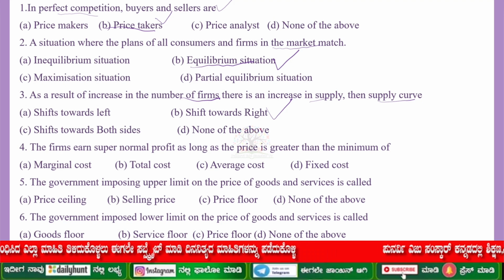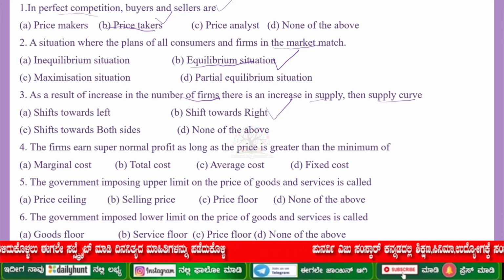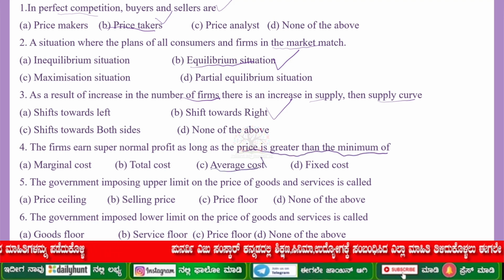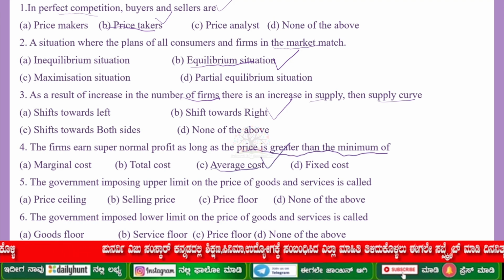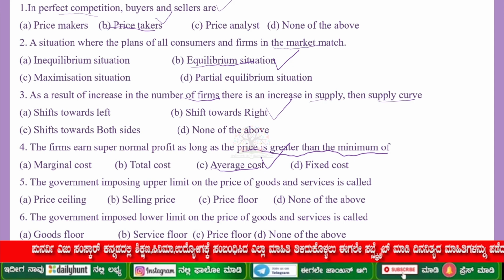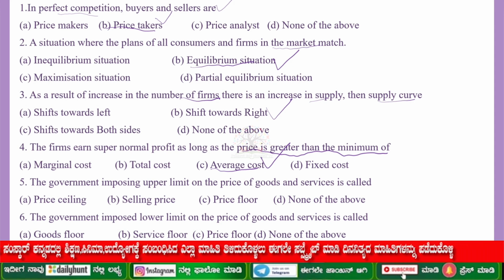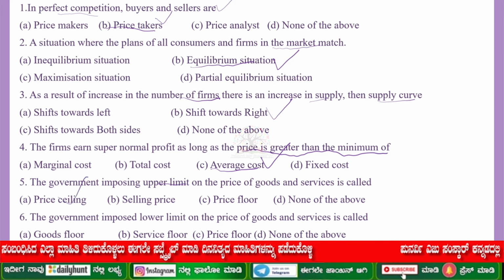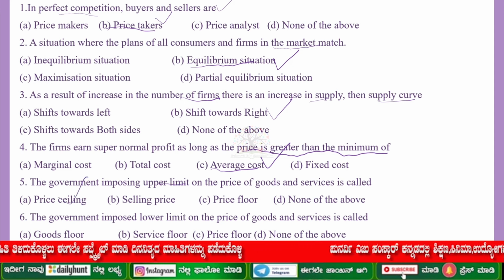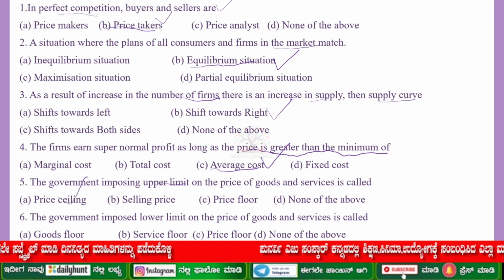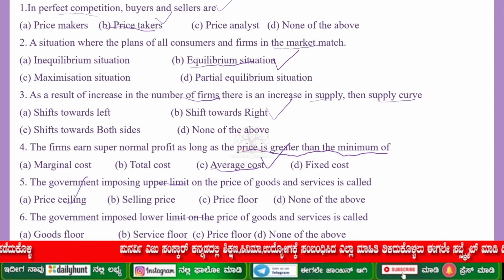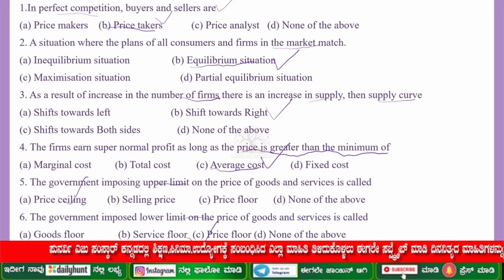Firms earn supernormal profit as long as price is greater than the minimum of average cost. Government imposing an upper limit on the prices of goods and services is called price ceiling. Government imposed lower limit on the prices of goods and services, that is price floor.